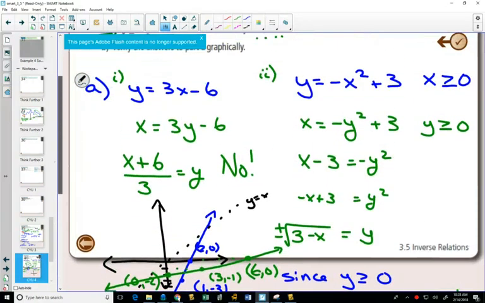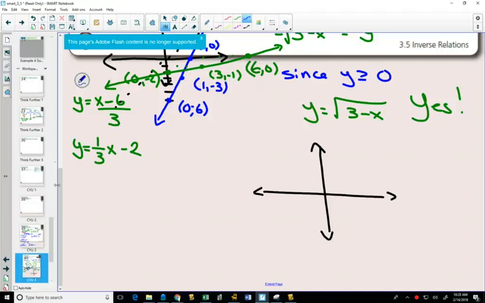My original graph I'll do in blue, negative x squared plus 3. That's a parabola. Flip down and then translated 3 units up. So I'm going to have my vertex at 0, 3. And my domain is restricted just to have my x values bigger than 0. So I'm going to go over 1, down 1, over 1, down 3. But I only have this part of my parabola. And the equation that I'm trying to graph in green is the square root of 3 minus x.